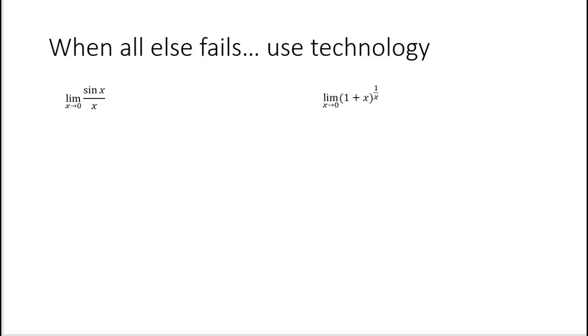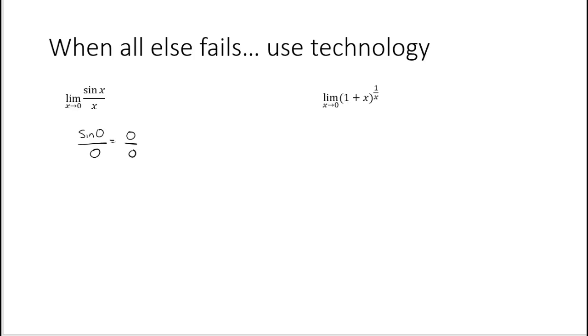The limit as x approaches 0 of sine of x over x. So what I get, if I plug in a 0, is sine of 0 over 0. Now, sine of 0, I know, is 0 on our unit circle. And again, I get that indeterminate form. I actually don't know what this limit is.